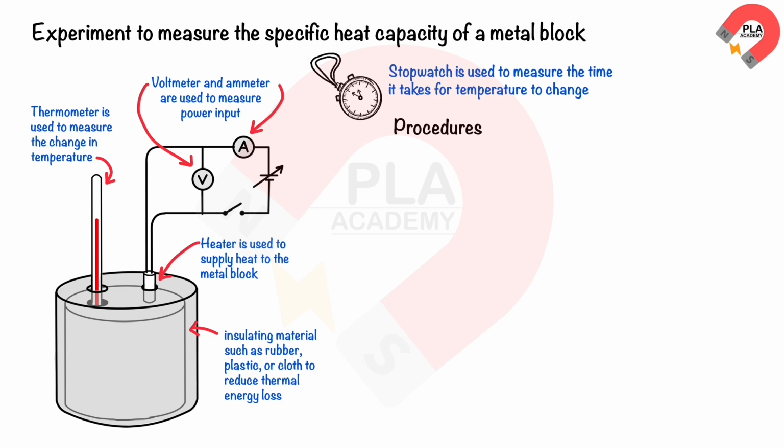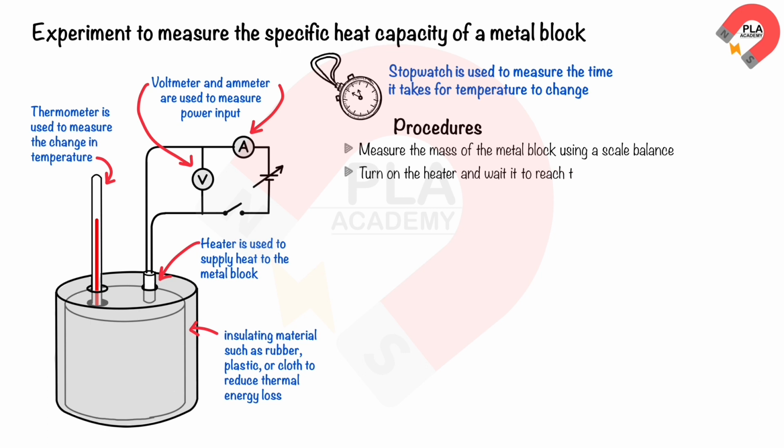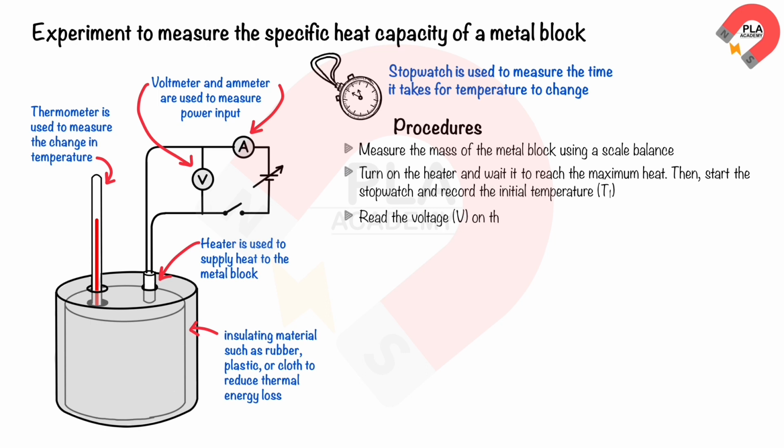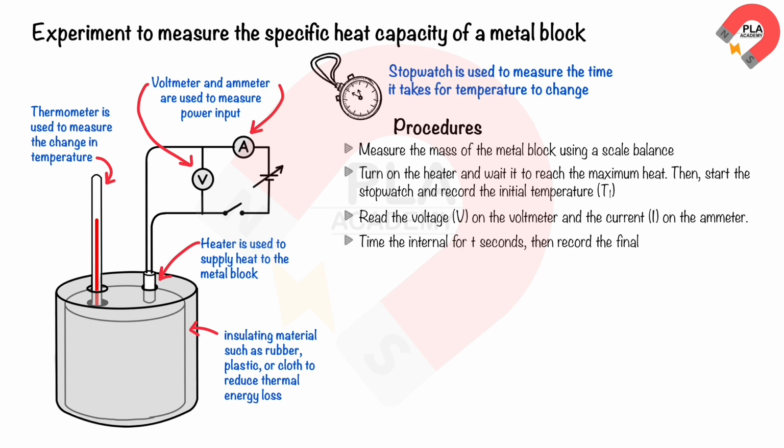The procedure of measuring the specific heat capacity is as follows. First, measure the mass of the metal block using a scale balance. Second, turn on the heater and wait for it to reach the maximum heat. Then, start the stopwatch and record the initial temperature, T1. Third, read the voltage, V, on the voltmeter and the current, I, on the ammeter. Fourth, time the interval for t seconds, then record the final temperature, T2.